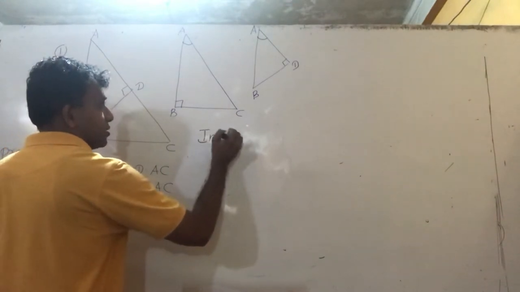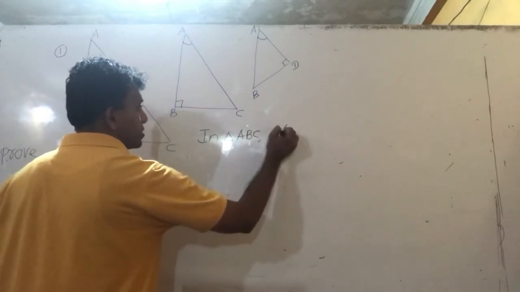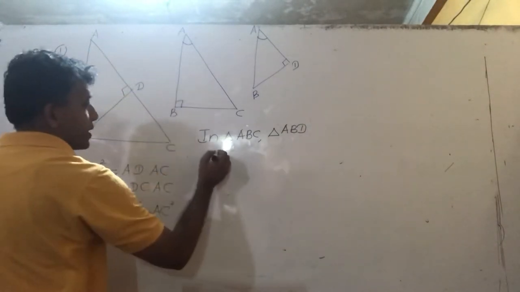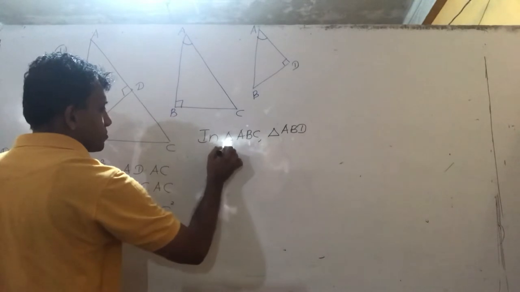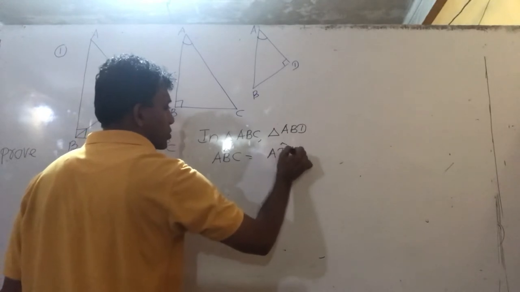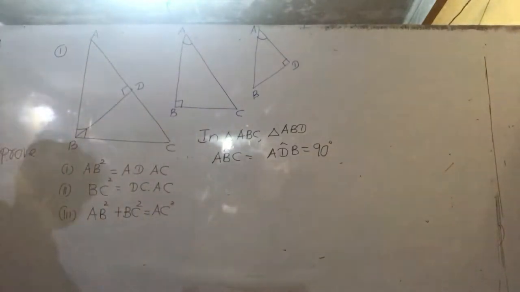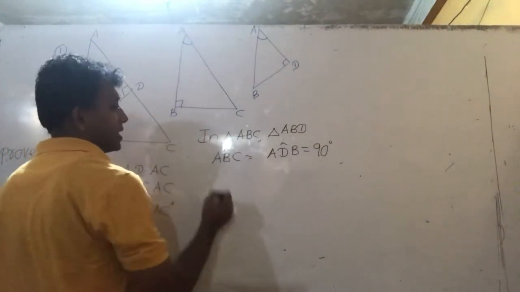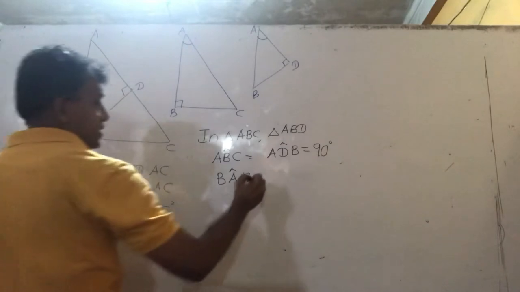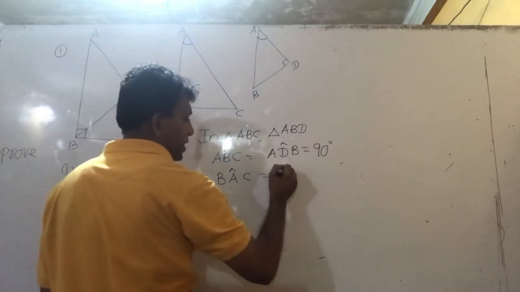In triangle ABC, triangle ABD, this one, angle ABC equal angle ADB, because of the given mark, or you say that's equal to 90 degrees. Next, this one BAC, see the original figure and correct it. BAC, the same angle, with a different name in the small triangle, BAD.